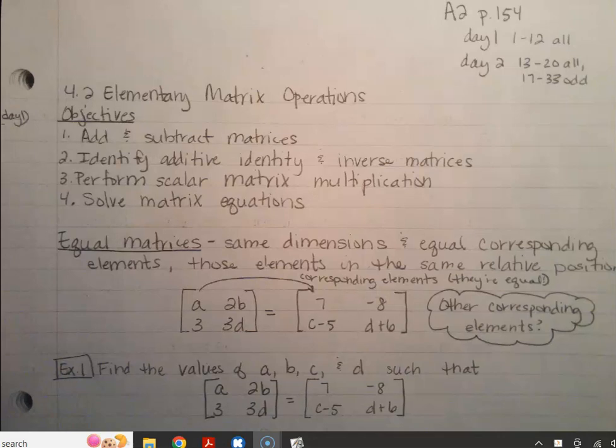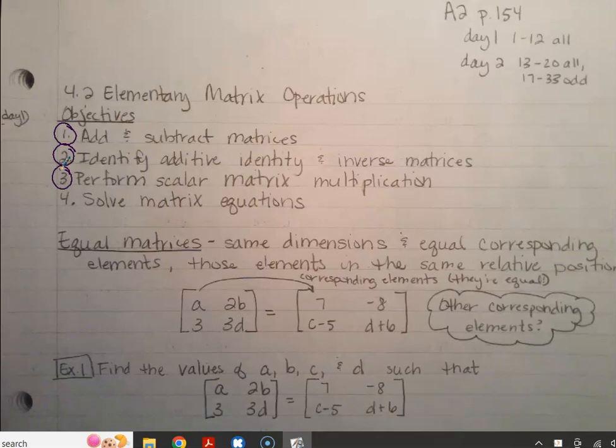All right, for Algebra 2 today, we are starting elementary matrix operations. We are breaking this into 2 days, as you can see. If we look at our objectives that apply today, we are going to add and subtract matrices, identify the additive identity and the inverse matrices, and perform some scalar matrix multiplication. Those are today's 3 objectives.